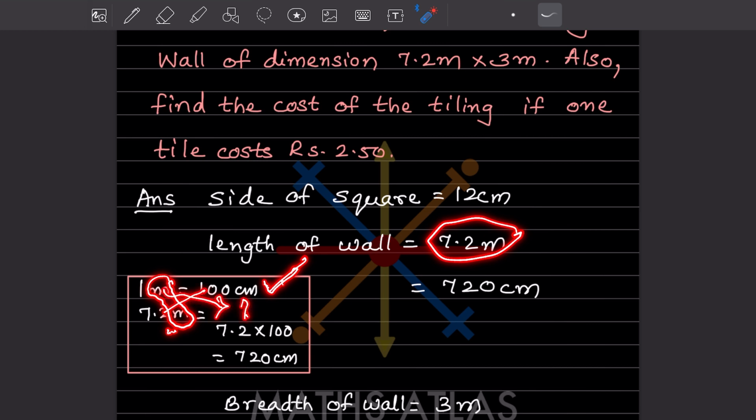And this we don't know, 1 will go down. So 7.2 into 100 divided by 1. Usually we don't write that 1. So when you multiply this, you will get 720 centimeter. That is what I got. So now this is also in centimeter, this is also in centimeter. So this is for the length.